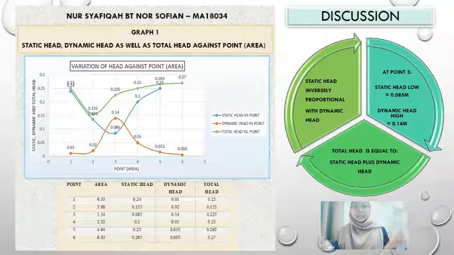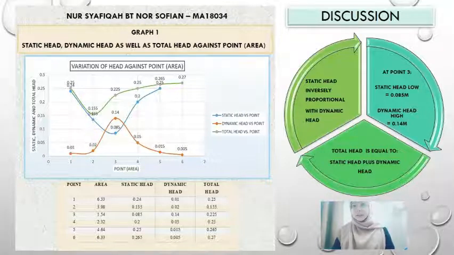So for this discussion part, we have represented all the calculated data in graphs, and the first graph is the variation of head against the point or area. Each point represents a different cross-sectional area because it has a different internal diameter of the tube. The variation of head that I mean is static head, dynamic head and total head. And as we can see, dynamic head is inversely proportional to the static head.